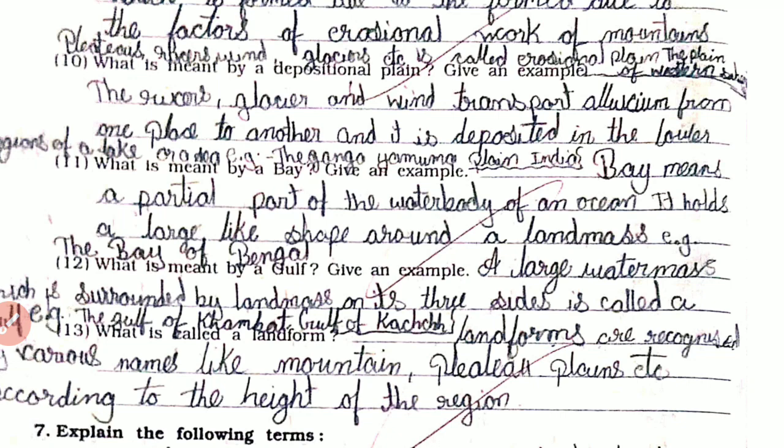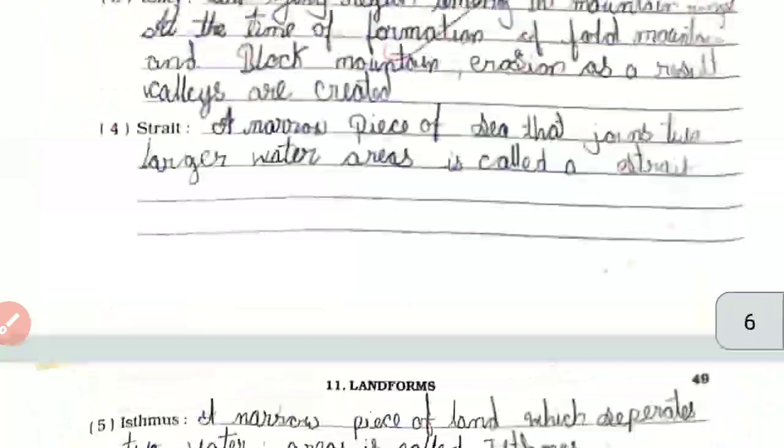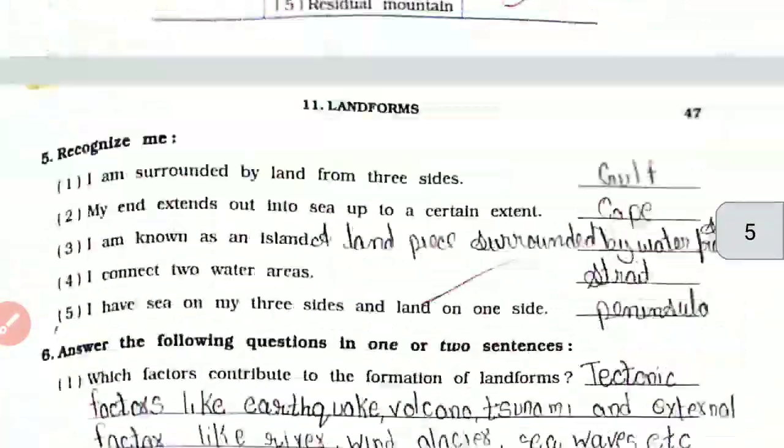Give an example. The river, glacier, and wind transport alluvium from one place to another, and it is deposited in the lower area. This is the lower area, you should take care here too.